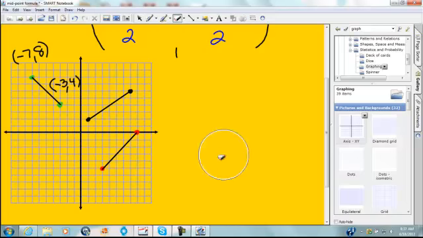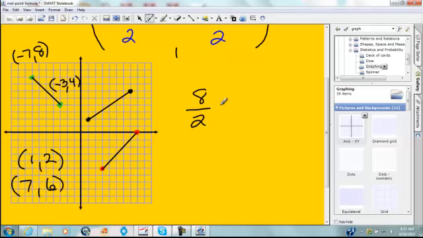Let's do the line in quadrant 1. Got a point of 1 and 2. So 1 and 2. Over here we've got 1, 2, 3, 4, 5, 6, 7, and 1, 2, 3, 4, 5, 6. 7, 6. Add your x's. 1 plus 7 is 8. Divide by 2. Get a 4.